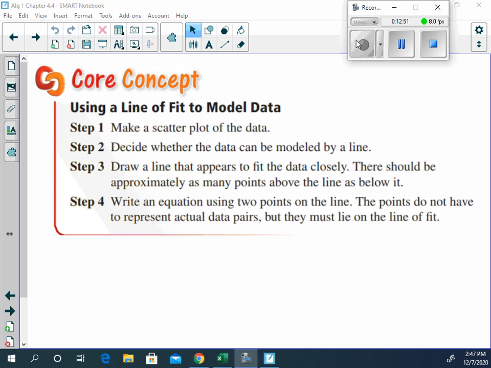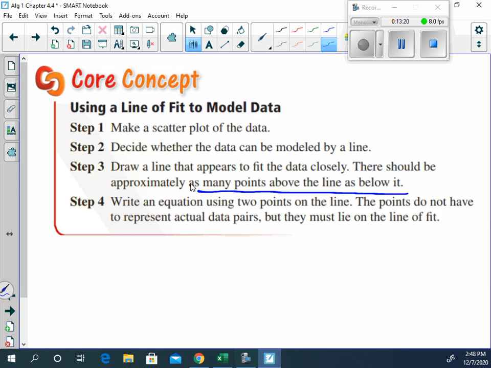So when we talk about a line of best fit or making a line of best fit, the first thing we want to do is we want to make a scatter plot of the data. We actually want to plot the data points. Our second step is to decide whether the data can be modeled by a line. Is it a positive or negative correlation? It has to be one of the two. If it's no correlation, we cannot have a line of best fit. And then we want to draw a line that appears to fit the data closely. There should be approximately as many points above the line as below it. So it wants to be kind of in the middle. And then we want to write an equation using those 2 points.